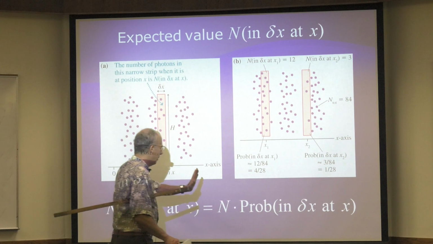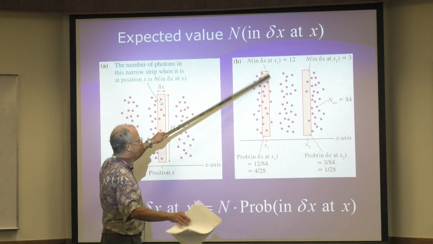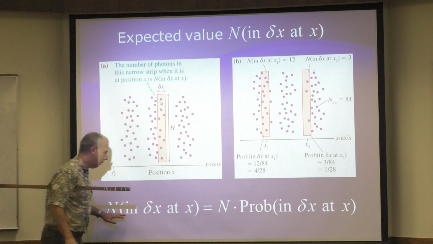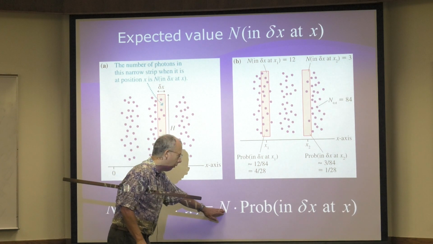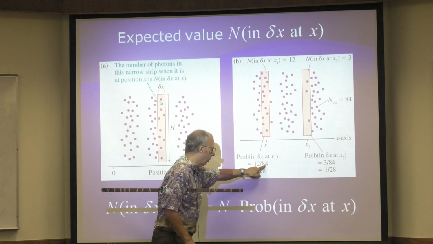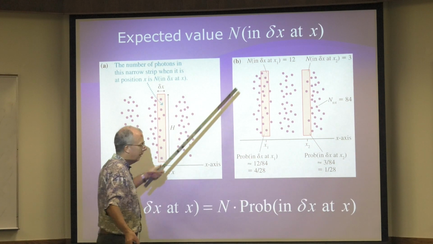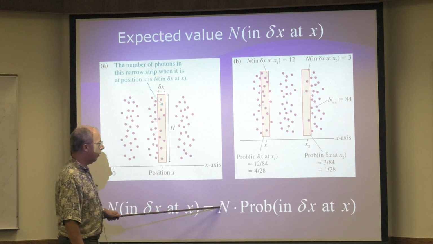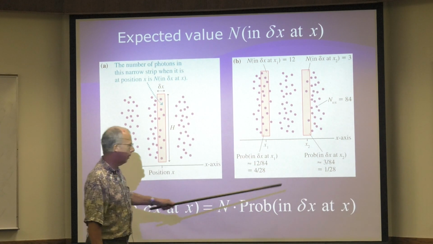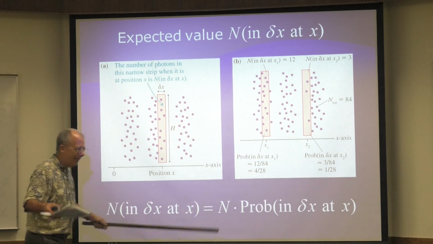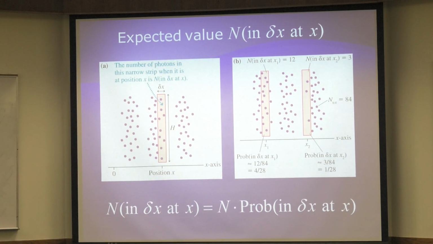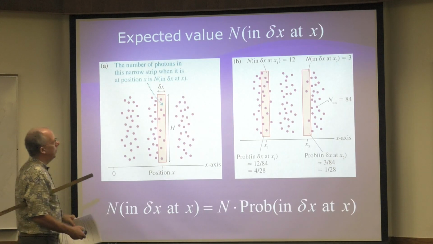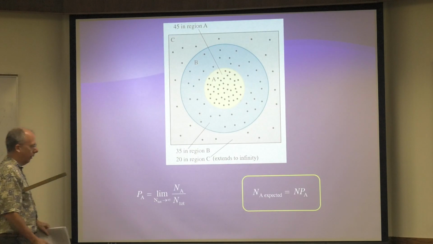Okay, so the expected value here, we calculated the probability: it's 12 over 84. Then the expected value is the total number, 84, times the probability, 12 over 84, so you get 12, right? Here, the expected value at x2 is the total number, 84, times the probability, 3 over 84, so you get 3. It's not a big deal, it's just that. I'm just repeating myself, right? All this fancy business is just what we had earlier.